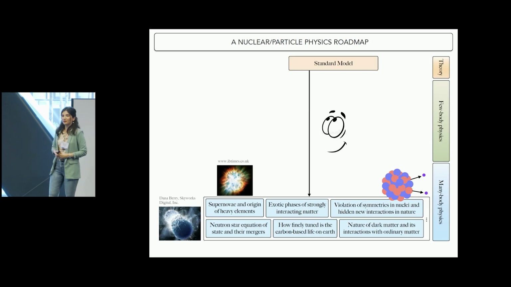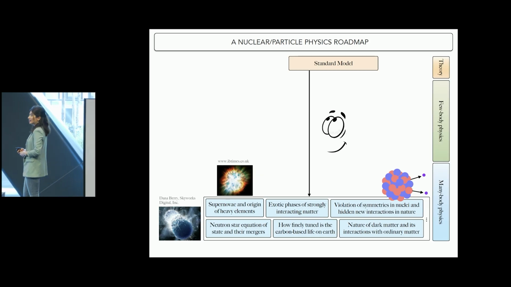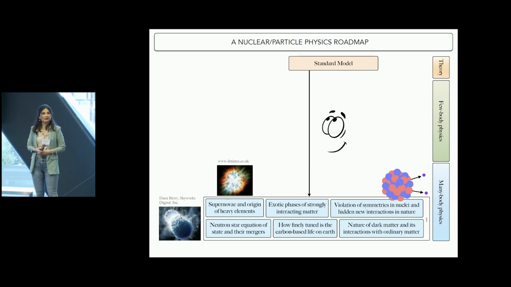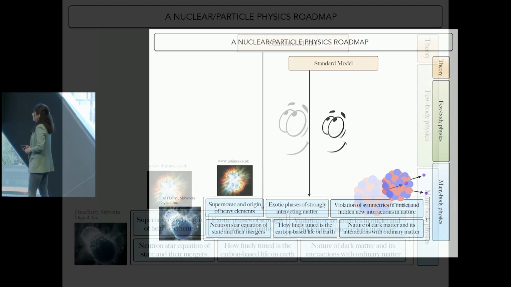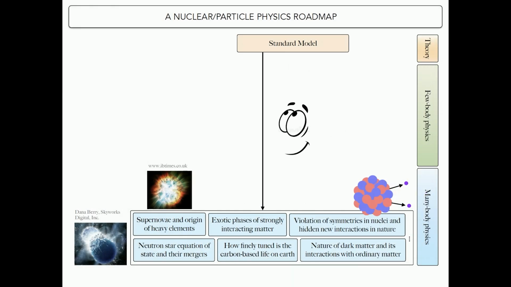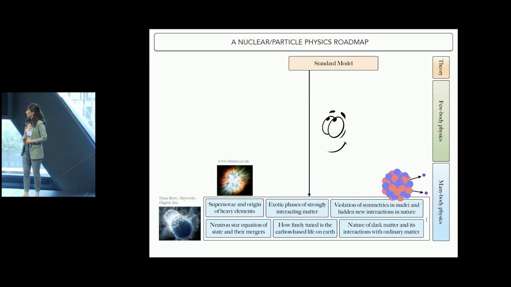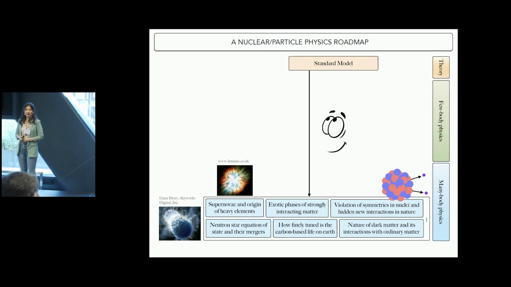However, being able to perform first principle simulations and computations, starting from these degrees of freedom and learning something about the physics of many body phenomena in nature in the form of dynamics and phases of matter, is going to be really challenging. Okay, so what kind of problems are we after? We would like to understand the nature of supernovae and the origin of heavy elements, for example. We would like to understand possibly exotic phases of strongly interacting matter. For example, those kinds of matter that occur in the interior of neutron stars, which are the densest form of matter in the universe.